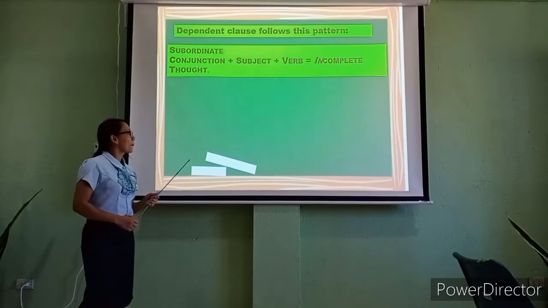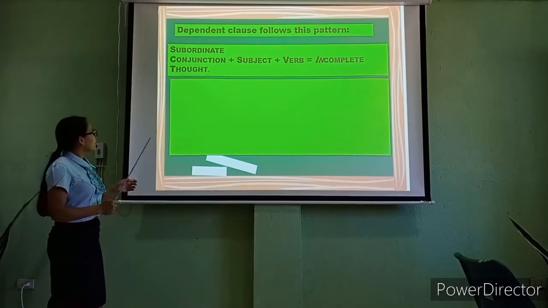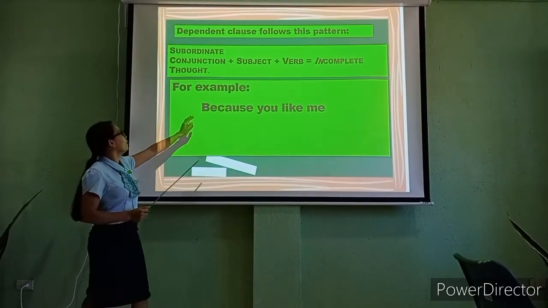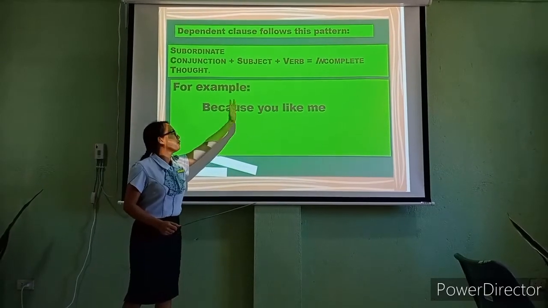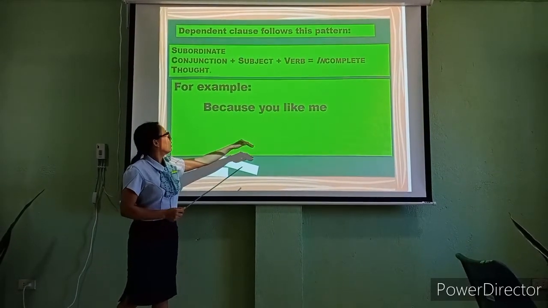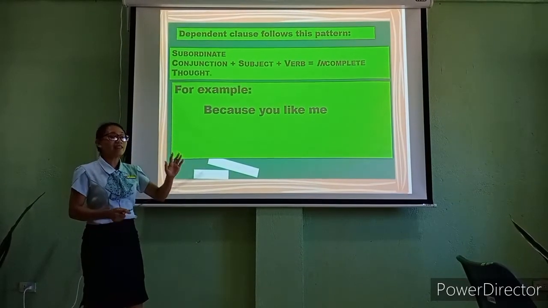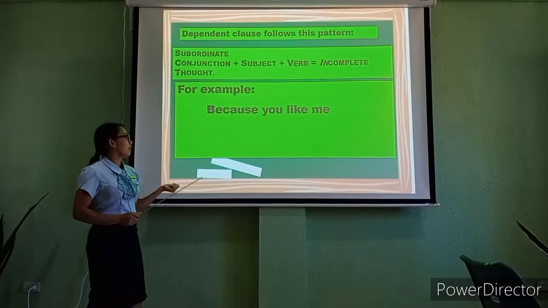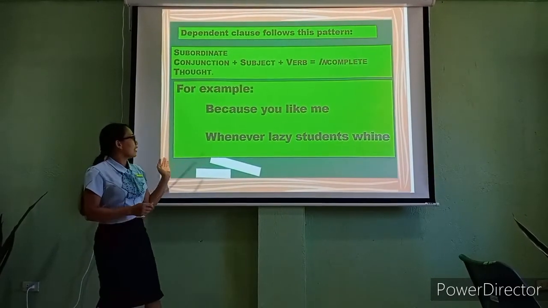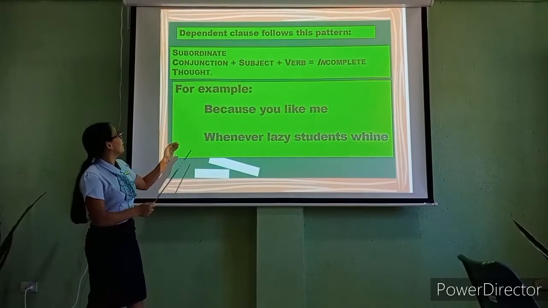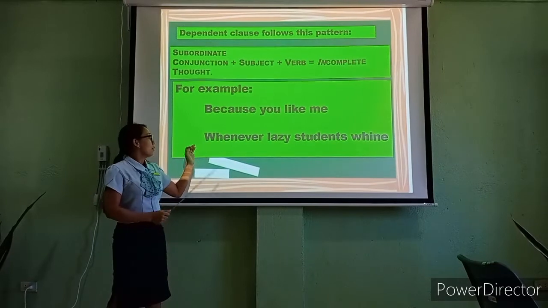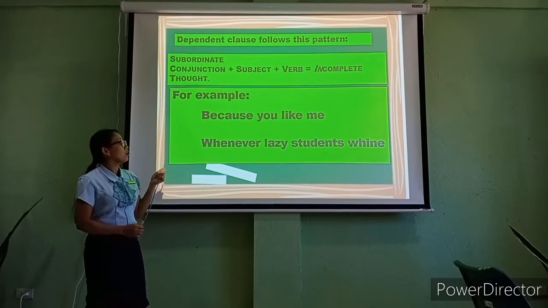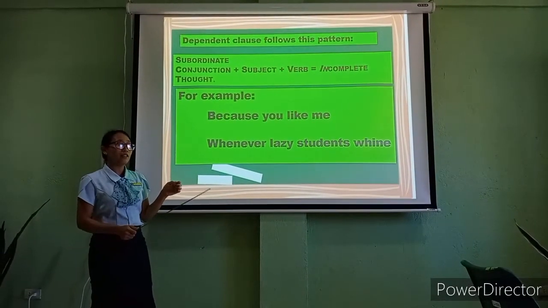For example, the first example is "because you like me." So, the subordinating conjunction is because, the subject is you, and the verb is like. It doesn't give us a complete thought, unlike the main clause or independent clause. And another example is "whenever lazy students whine." Because of the subordinating conjunction, the clause did not give us a complete thought.